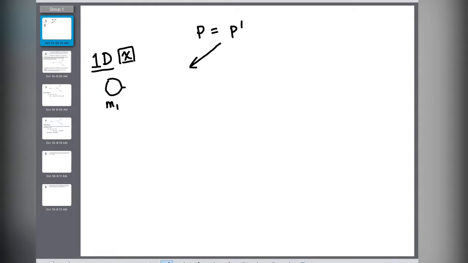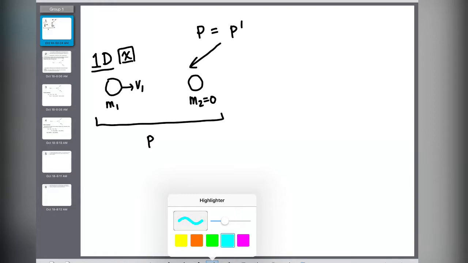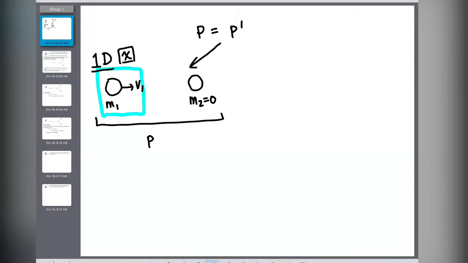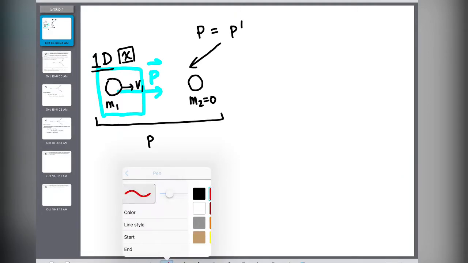So if I have mass 1 here going at an initial velocity of v1, I could have a mass 2 here that may not be moving. And this is the before, right? So for the initial momentum, I only have one kind. The initial momentum is the momentum of block 1 along the x direction. So if I have a momentum vector, I would have an x vector.